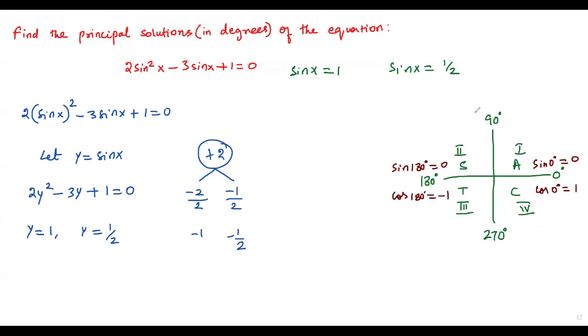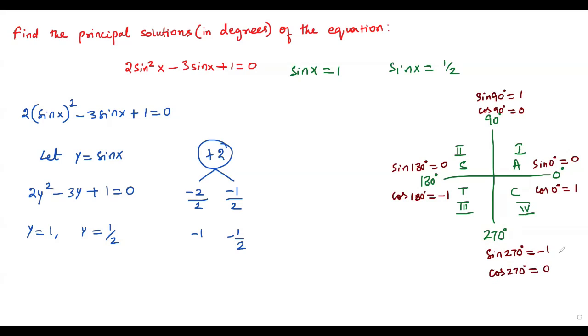Here on the vertical quadrant angle 90 degree, the value of sine 90 degree is 1, and cosine 90 degree is 0. Let me write it. Cosine 90 degrees equals 0. Okay, here on this vertical quadrant angle 270 degree, the value of sine 270 degrees is -1, and the value of cosine 270 degrees is 0.